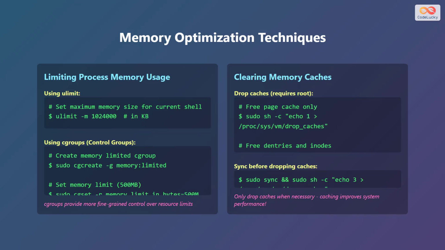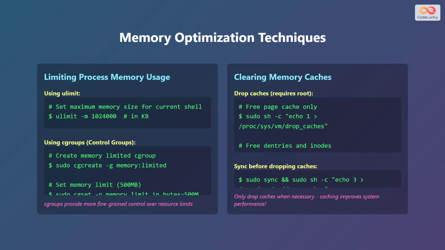Another technique is clearing memory caches. It is important to know that this requires root privileges. Free the page cache only by typing sudo sh -c 'echo 1 > /proc/sys/vm/drop_caches'. You can free directory entries and inodes, which are data structures that describe files and directories, by typing sudo sh -c 'echo 2 > /proc/sys/vm/drop_caches'.